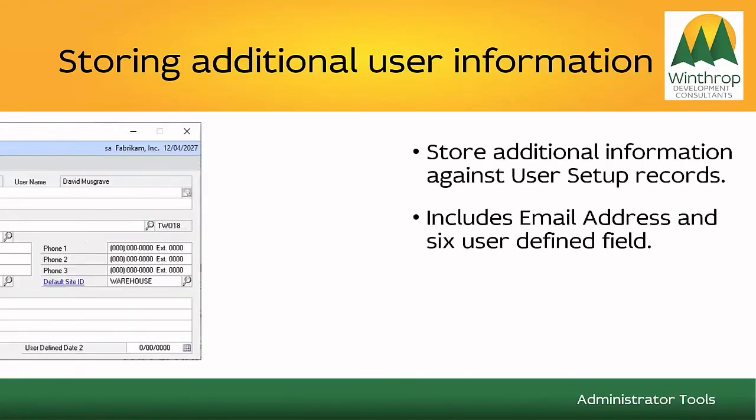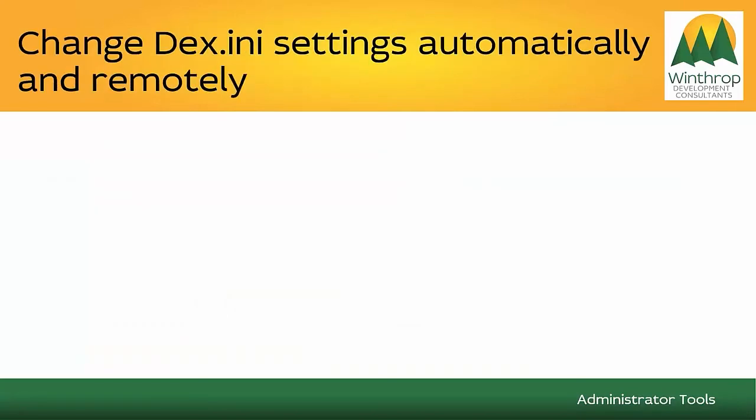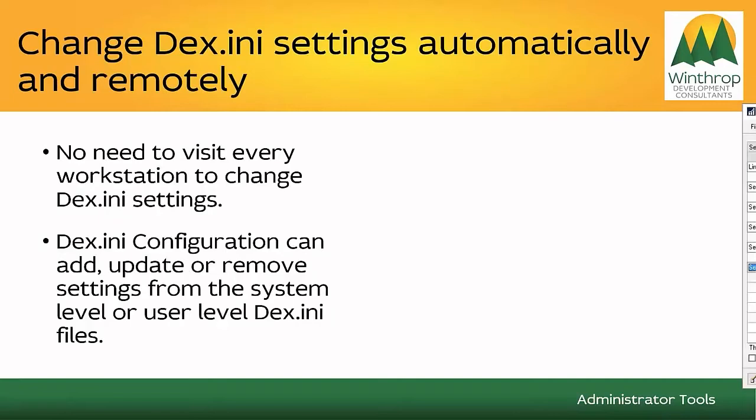So we've noticed that people wanted to be able to store some additional information against the user, in particular the email address. So this is an additional window which allows you to specify things like what the email address for a user is and what the default site is, and that's used on some of the transaction windows, so it populates the site, but you've got other information that you can store against a particular user. The email address comes in really handy, I'll show you in a later stage, but this is the window that's built into the system now by Power Tools to allow you to do that.